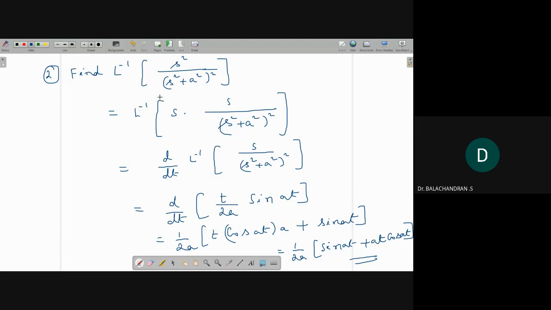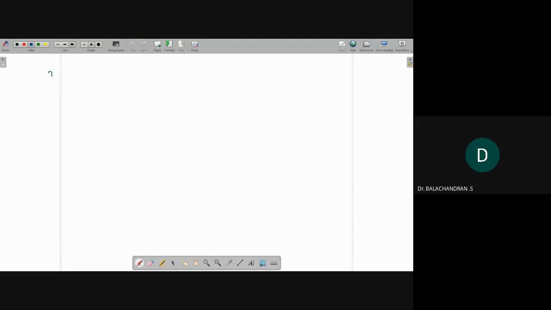Okay, so now I'll go to the third problem. L inverse of s cube by s square plus a square whole square. So please, anyone give the idea how to approach this problem?